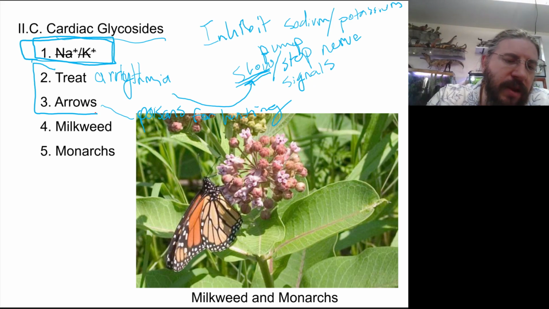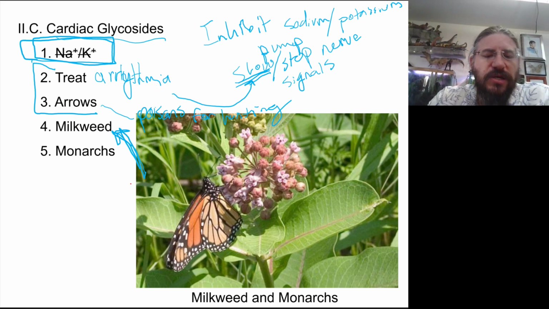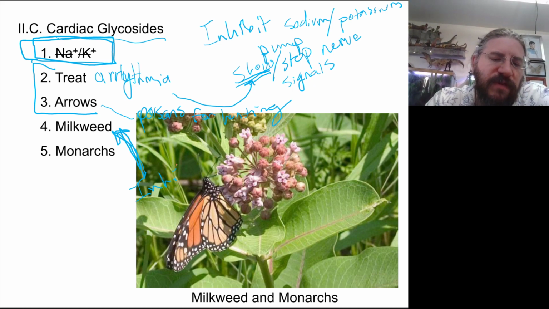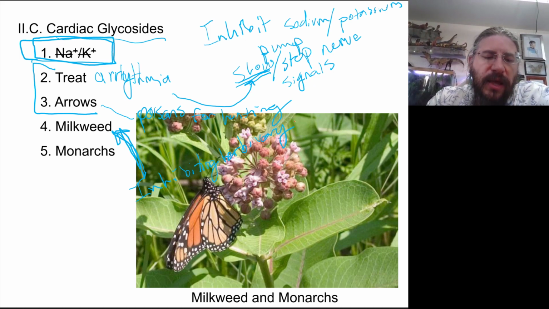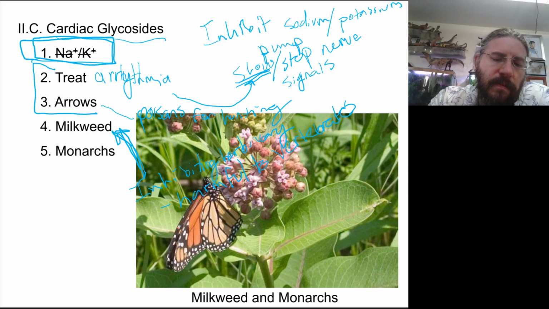Milkweeds, right? Their cardiac glycosides do a great job of inhibiting herbivory. It's harmful to vertebrates. They eat enough of it and they can die. But it is lethal to insects.